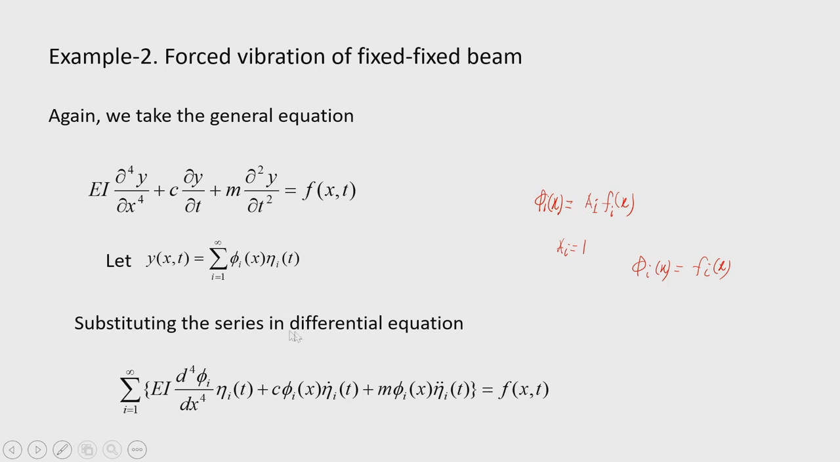Now we will arrive at this uncoupled equation in a different way. So EI d to the power 4 phi I by dx to the power 4 eta I t plus c phi I x eta dot I t plus m phi I x eta I double dot t equal to f x t.